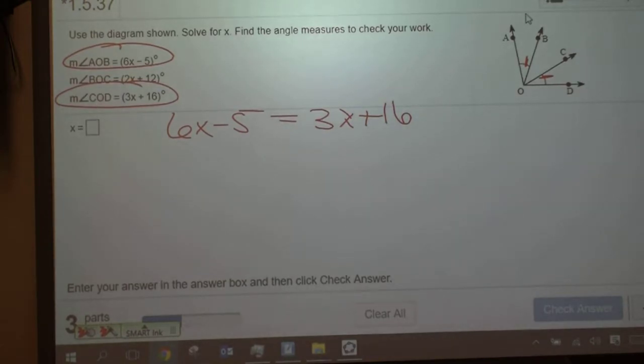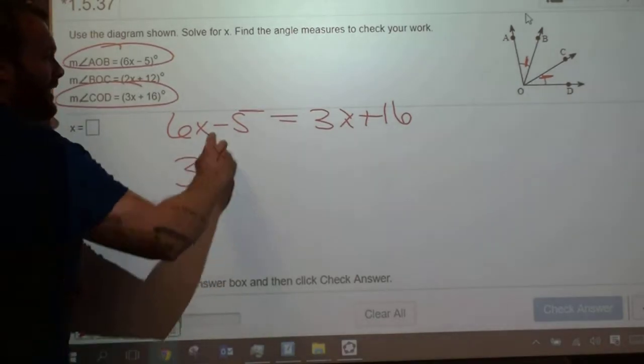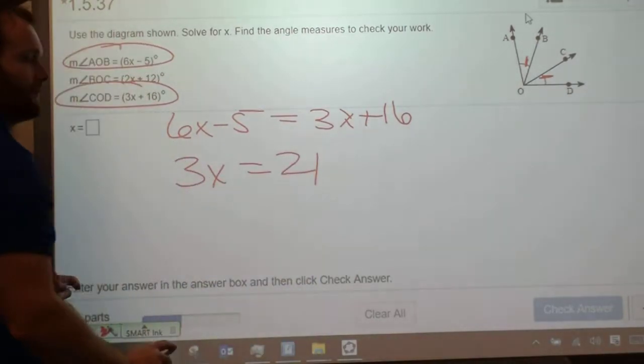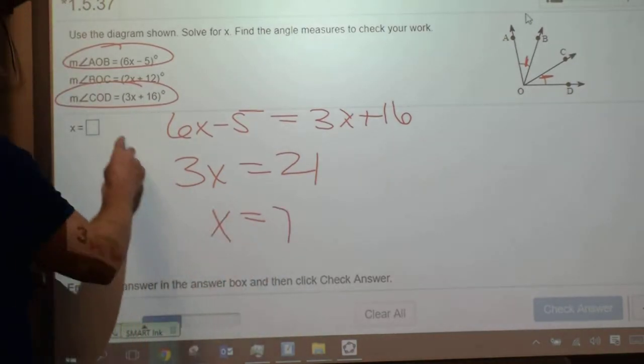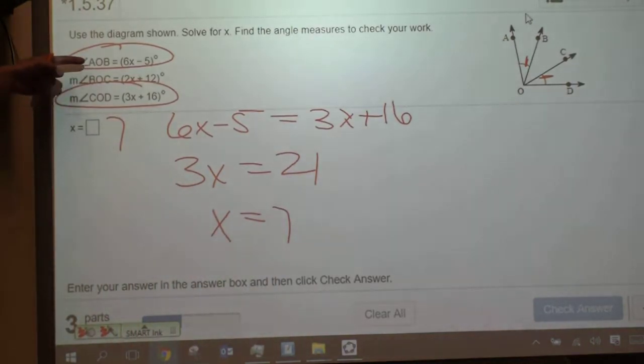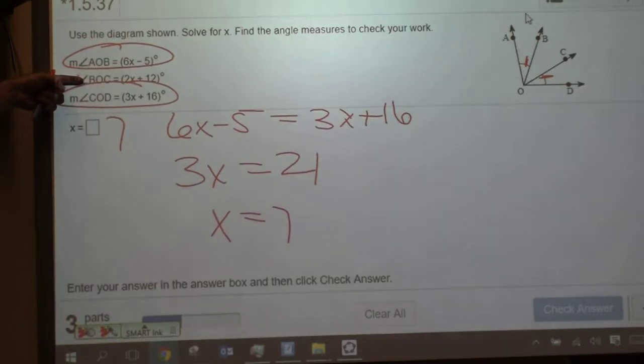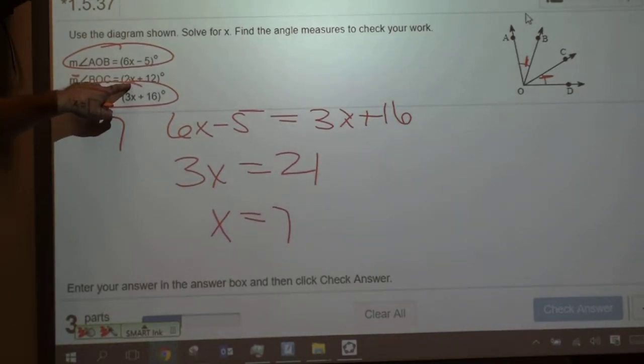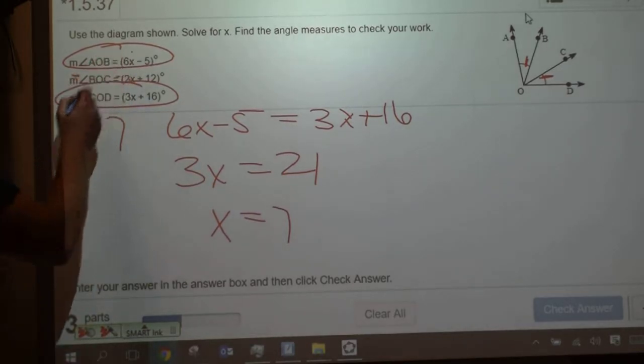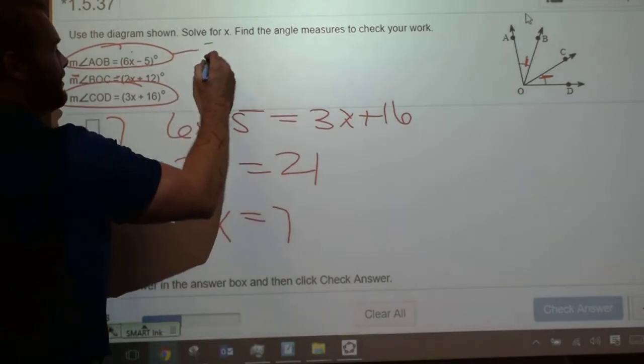And now we just go through and solve it like normal, right? Subtract 3x from both sides, so we get that, add 5 to both sides, we get that. x is 7, so put a 7 there. And now that each one of these, even though we didn't use this one, BOC, in the expression, it's still using the exact same x, right? So we can actually go and find that value.